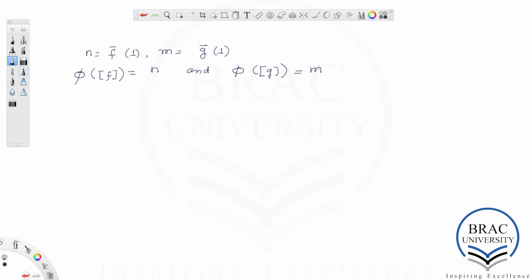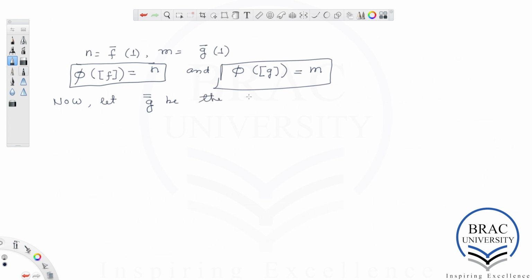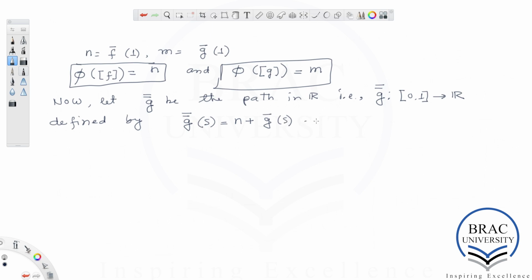Okay, now let G double bar be the path in the real line, that is, from the definition of path, G double bar is a map from 0, 1 to the set of real numbers defined by, so I'm defining G double bar, G double bar of S is equal to n plus G bar of S. This is our equation number 14.